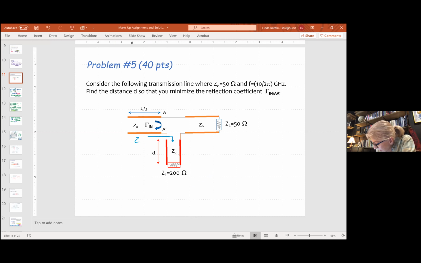and I see here a Z input to this line, let me call it Z input at A prime, B prime, which is practically what I see when I look like this, it changes as a function of D. So this one here is a function of D. Okay? So now we want to find D, so we make the reflection coefficient gamma input equal to 0.